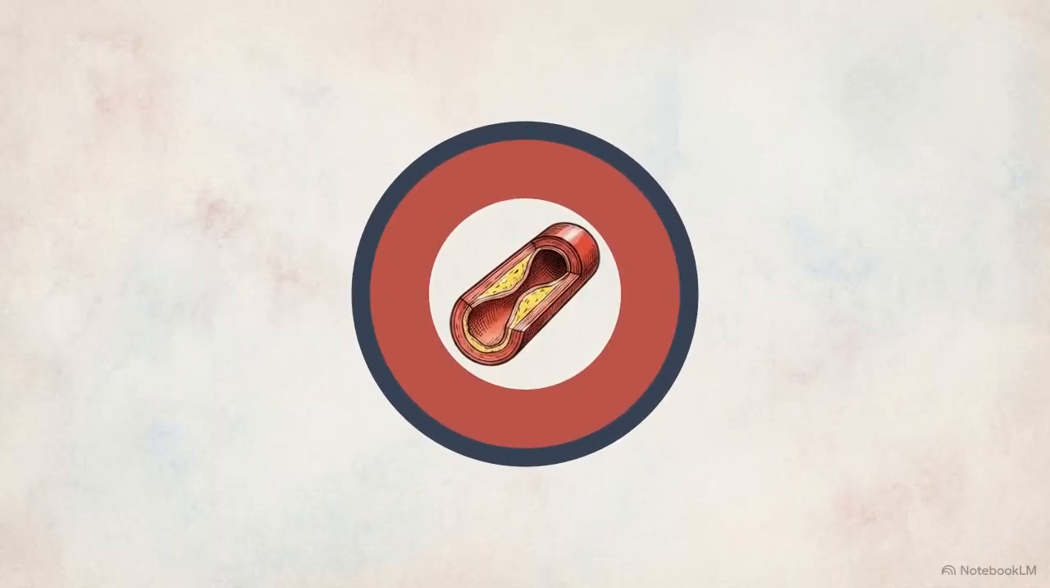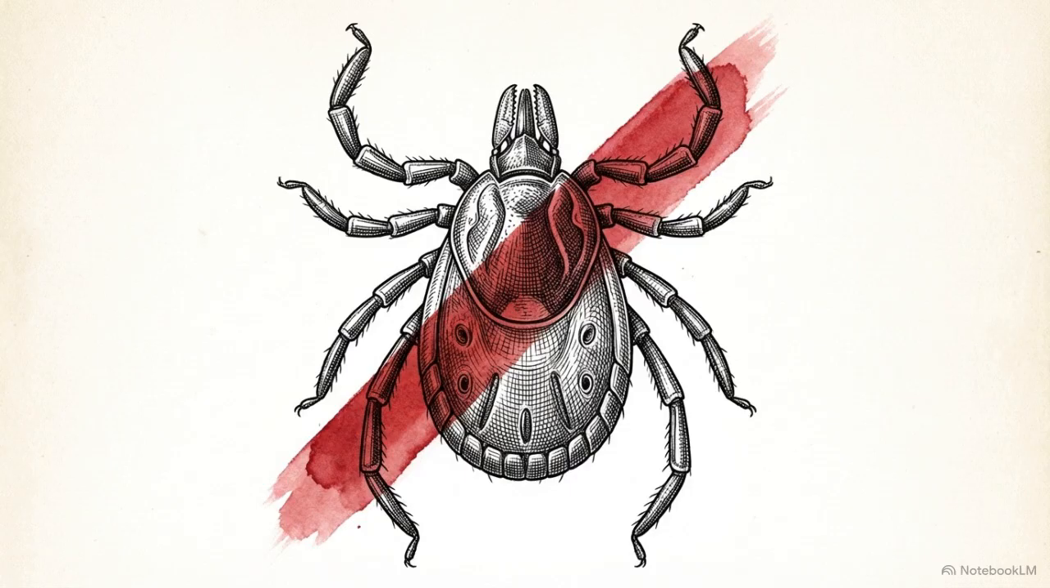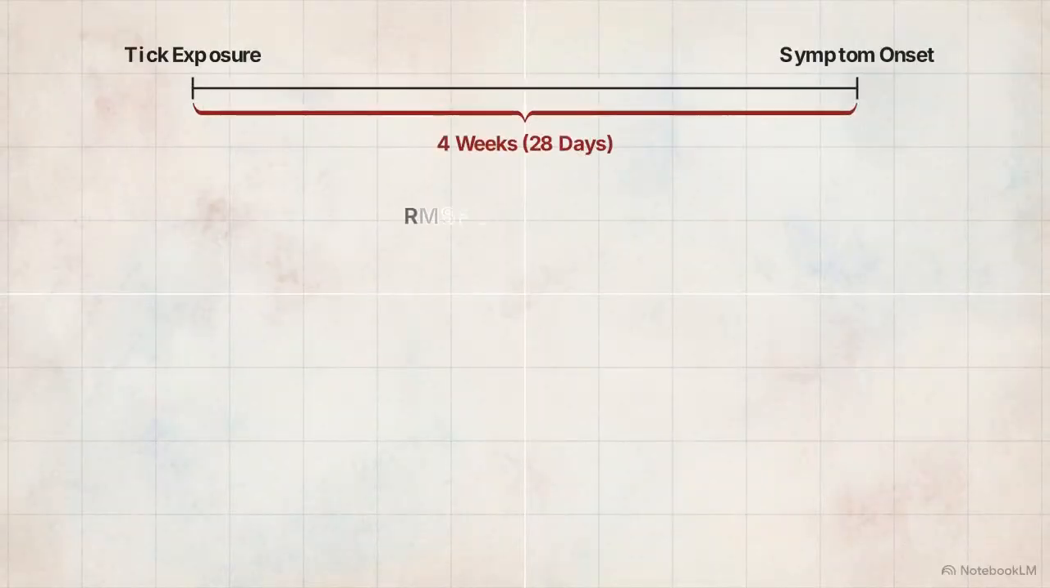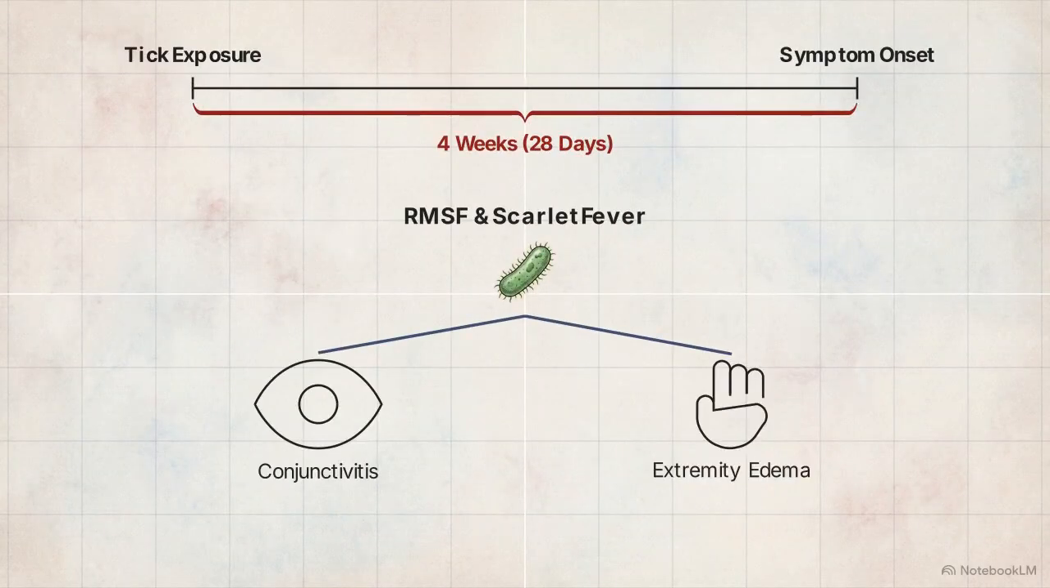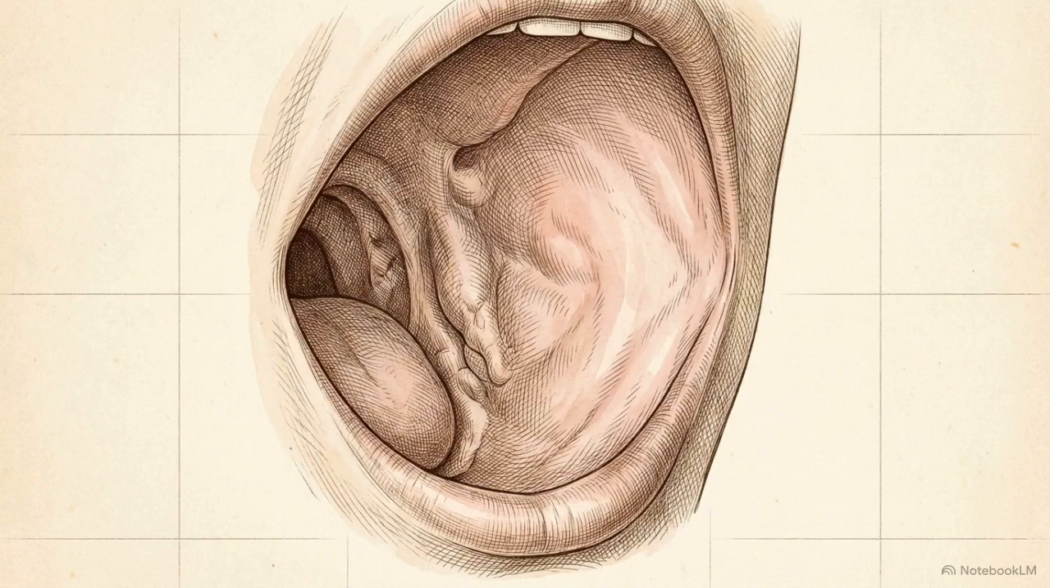If left unchecked, systemic inflammation attacks the coronary arteries, structurally weakening the medial wall and creating a high risk for aneurysms. We can eliminate tick-borne illnesses like Rocky Mountain spotted fever. The exposure timeline does not fit, and RMSF typically lacks the lip fissures or extremity swelling seen in this patient. Scarlet fever is ruled out by the lack of conjunctivitis and extremity edema. Measles is eliminated by the absence of cough, coryza, and Koplik spots, the characteristic white lesions inside the mouth.